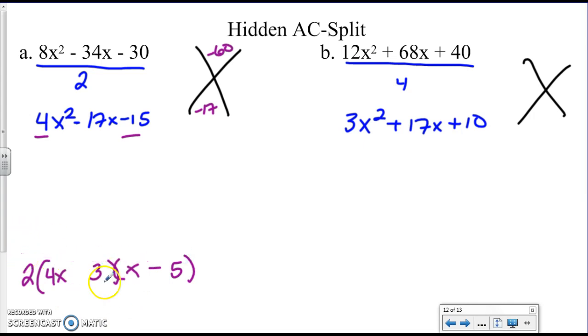Okay, so once you get to that point, check it. Should get that final answer. Make sure you bring your 2 down up front. And then for this one, our final answer should be that.